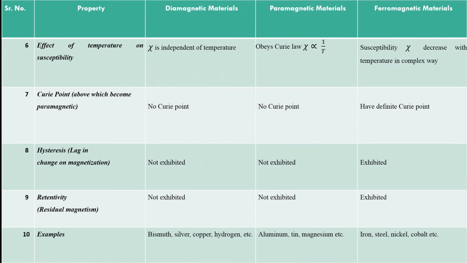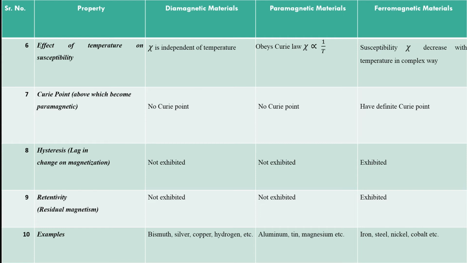Next point of difference is the effect of temperature on the susceptibility. That means when we change the temperature, what will happen in diamagnetic, paramagnetic and ferromagnetic material. We can see chi is independent of temperature in diamagnetic material. So even if we increase or decrease the temperature, there is no effect on magnetic susceptibility.